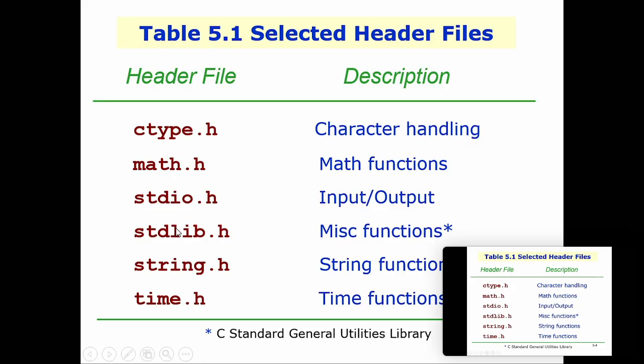Especially this header file contains the random function, to generate random numbers. So it will be used a lot in this class. And string handles strings. Time has functions about time, like displaying the current time, something like that. Or you can hold the operation of the program for a while, like sleeping.